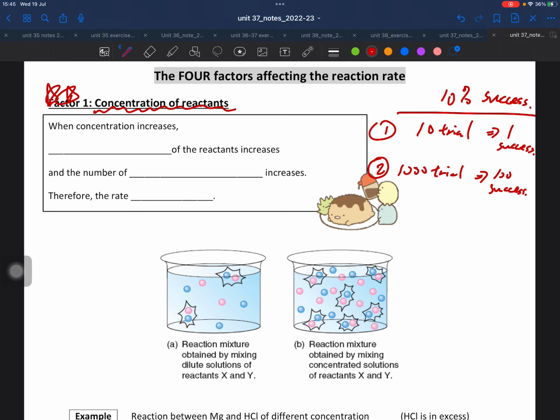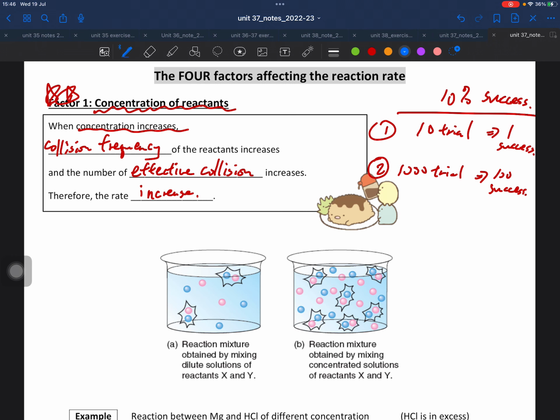Same for the reaction. If you have a higher concentration, then the collision frequency will also increase, right? And then with the same probability, because your collision frequency increases, the number of effective collisions also increases, right? So finally, the rate increases.